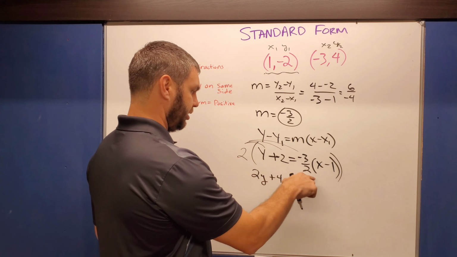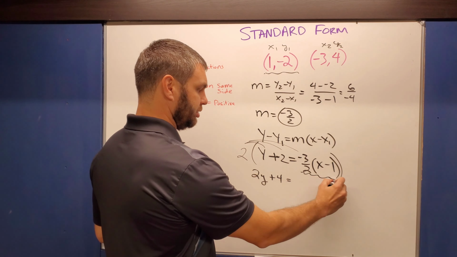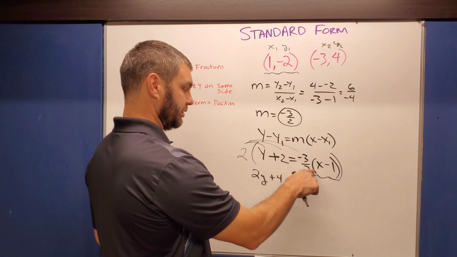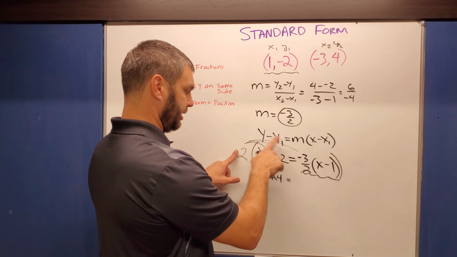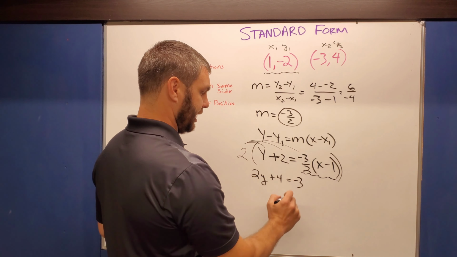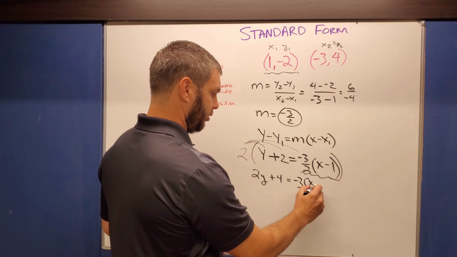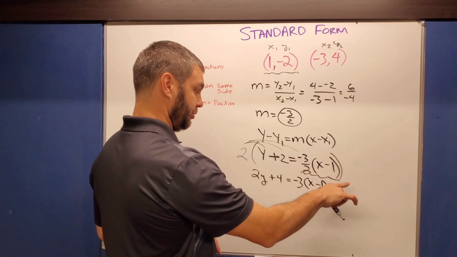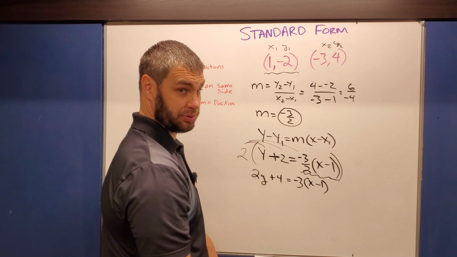Over here, you have to be a little bit careful. This is all one term, so you're only going to distribute it to this first number. Since we're multiplying and dividing by 2, I'm going to be left with a negative 3 on top times that same quantity, x minus 1. Again, it's all one term, so you just apply it to that number in front.